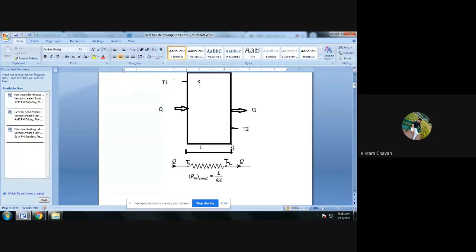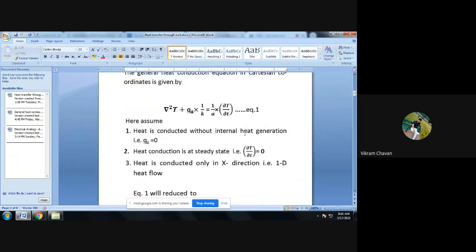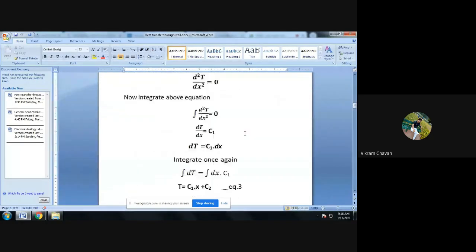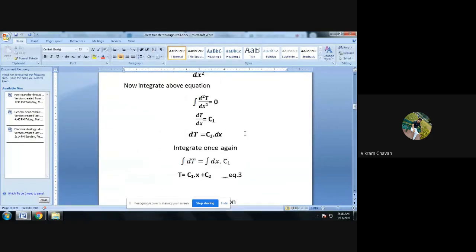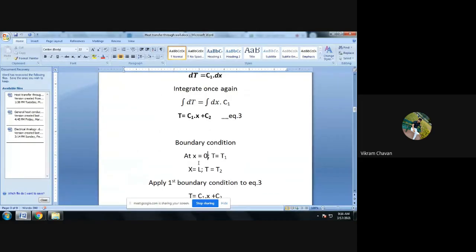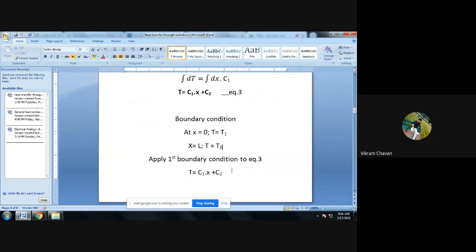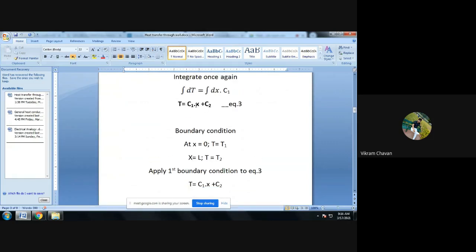The second boundary condition is when x = L at this particular point, T becomes T2. That is the simple boundary condition. And that boundary condition we have considered here: when x = 0, T becomes T1, and when x = L, T becomes T2. Now we have to apply these boundary conditions to equation number 3 to find the values of C1 and C2.